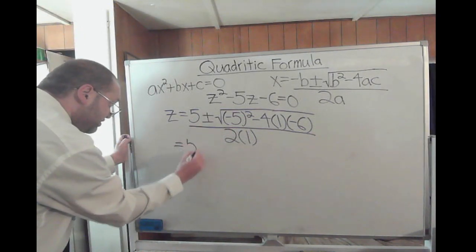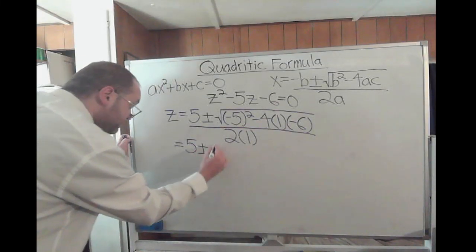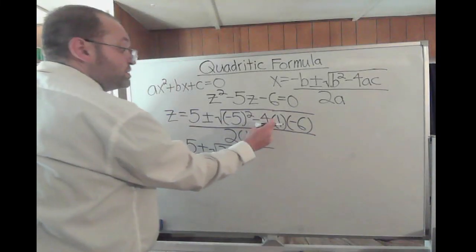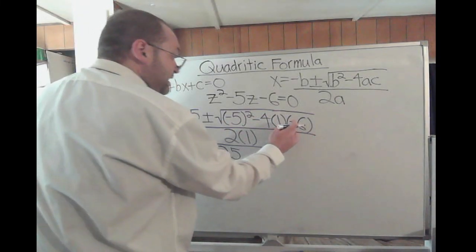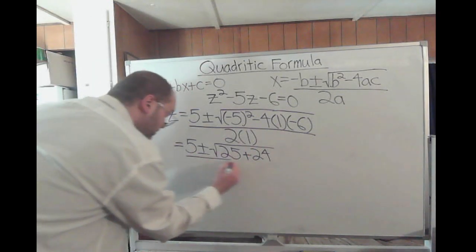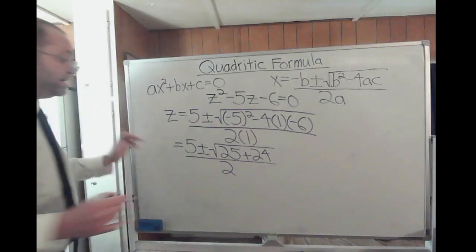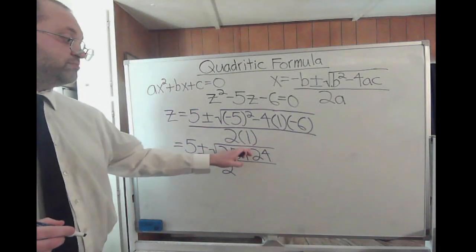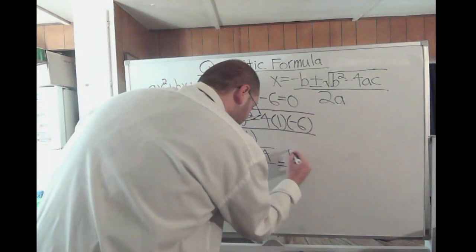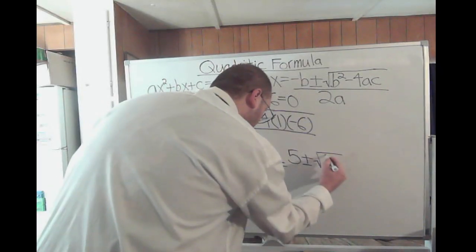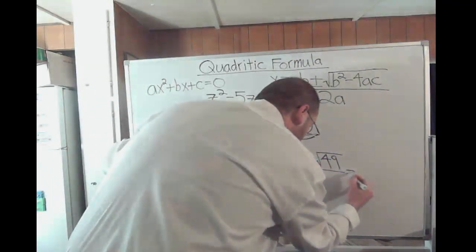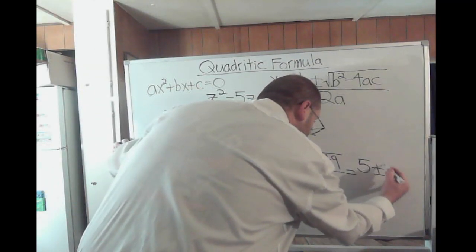This will simplify into 5 plus and minus. Alright, negative 5 squared, that's positive 25. Then negative 4 times 1 is negative 4 times negative 6, that's positive 24. All over 2 times 1, which is 2. So now we have 5 plus and minus the square root of 25 plus 24 all over 2. Which would simplify further into 5 plus and minus the square root of 49 all over 2. Which simplifies yet further into 5 plus and minus 7 all over 2.